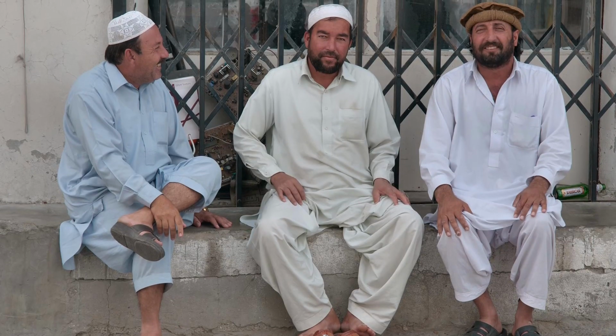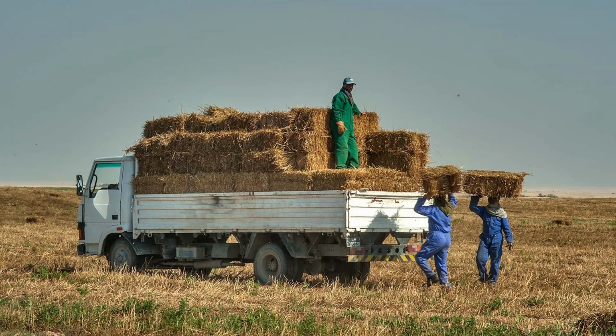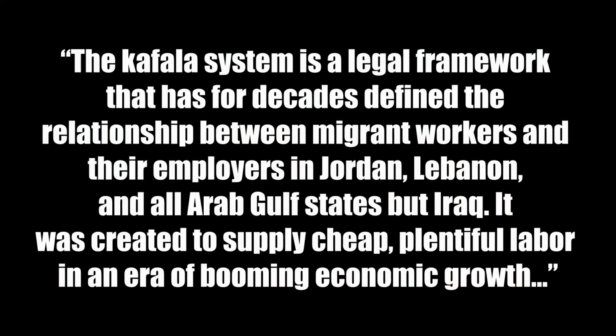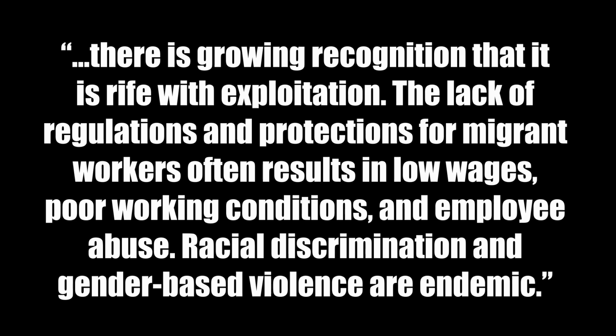What exactly is the kafala system? According to an article by the Council on Foreign Relations, the kafala system is a legal framework that has for decades defined the relationship between migrant workers and their employers in Jordan, Lebanon, and all Arab Gulf states but Iraq. It was created to supply cheap, plentiful labor in an era of booming economic growth. The article goes on to say, "There is growing recognition that it is rife with exploitation. The lack of regulations and protections for migrant workers often results in low wages, poor working conditions, and employee abuse. Racial discrimination and gender-based violence are endemic."